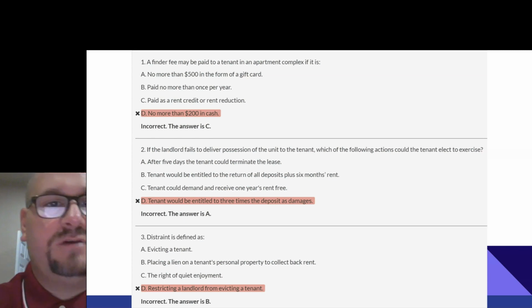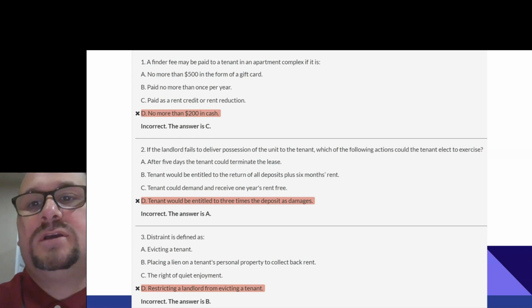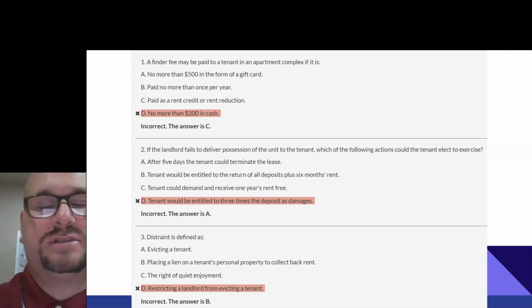If the landlord fails to deliver possession of the unit to the tenant, which of the following actions could the tenant elect to exercise?